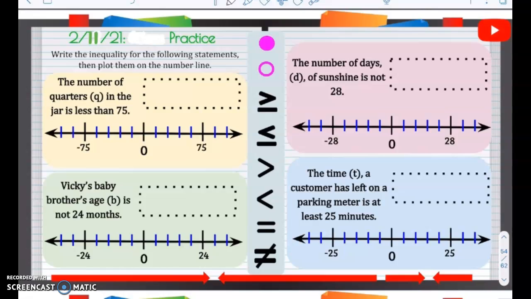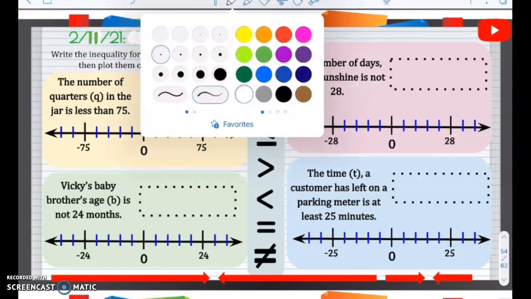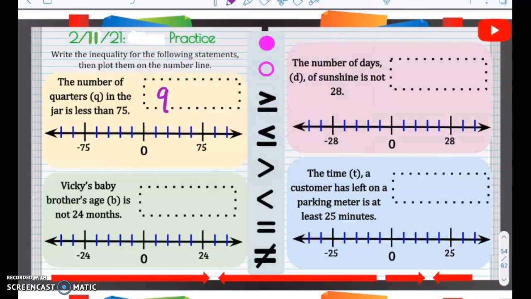February 11th, 2021 practice. We're going to write the inequality for the following statements, then we're going to plot them on that number line. All right, so first we have the number of quarters, Q, in the jar is less than 75. So our quarters in the jar, Q, and then we have less than 75.